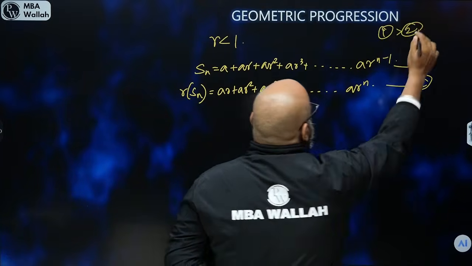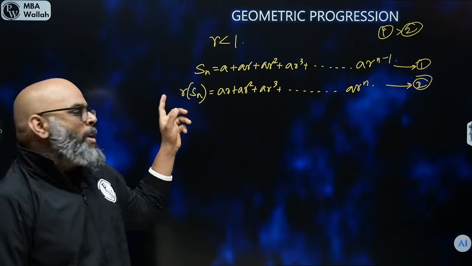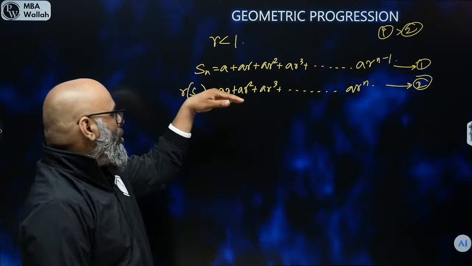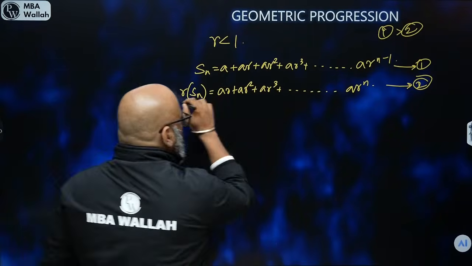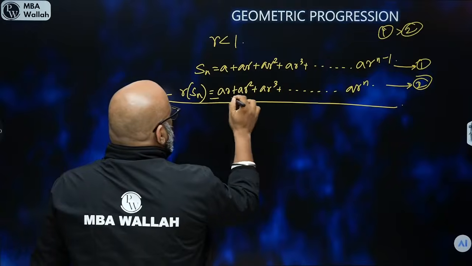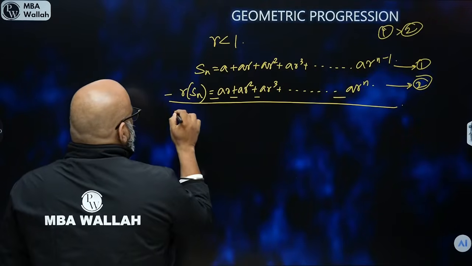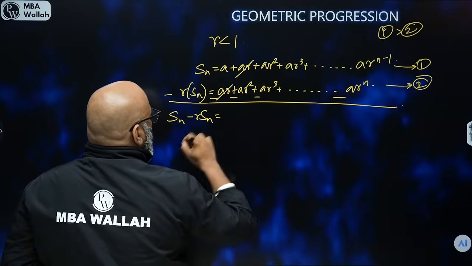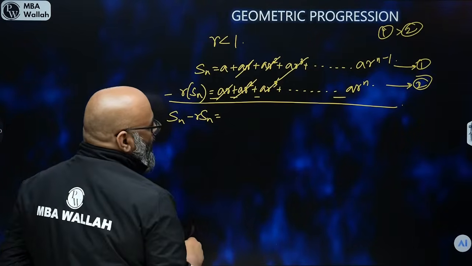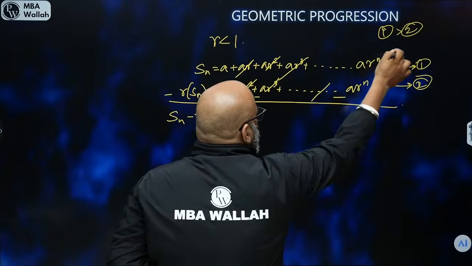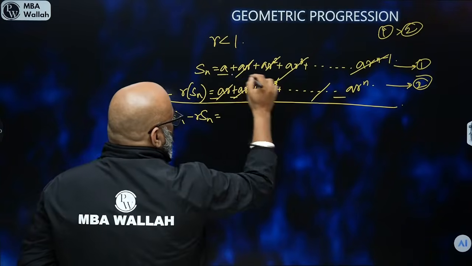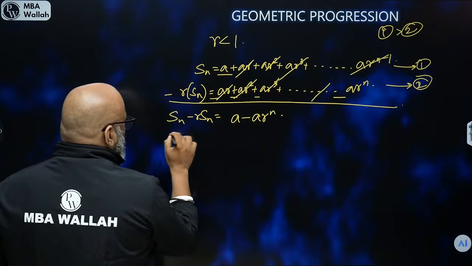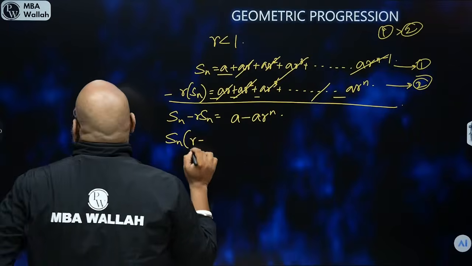Now I can say equation 1 is greater than 2 because R is less than 1. So all of these values would be lesser than the original value, which means that 2 will be lesser than 1. So subtracting this equation from the first equation everywhere, this will become Sn minus R into Sn is equal to A, AR square, AR cube. There will be an AR power n minus 1 here and AR power n minus 1 here. So you'll have A minus AR power n. Once again, take Sn common: 1 minus R.